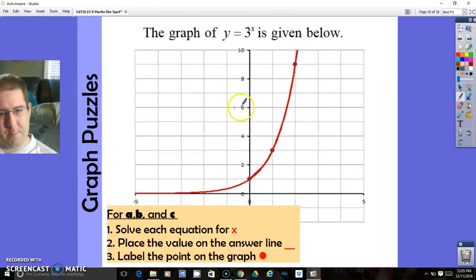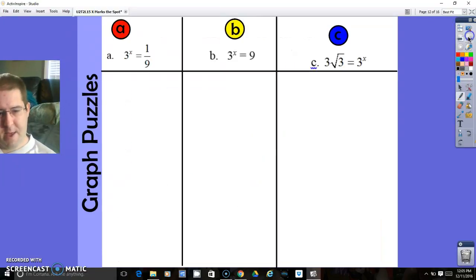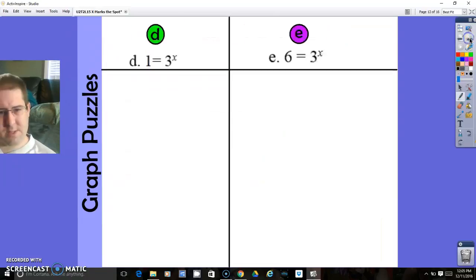Alright, so same thing can be done for exponential functions. If you put the answer in for y, you can solve for x and figure out where that point would land on that function. That would work, even though it doesn't have an x-intercept. It does not matter. So all these questions can be solved.